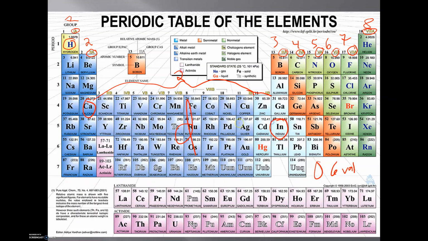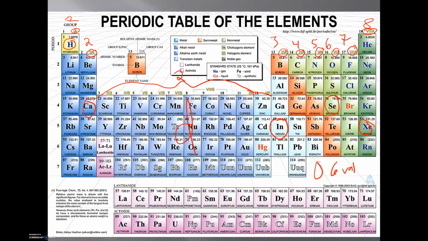Indium is in group 3A. It has 3 valence electrons. Xenon is in group 8A. It has 8 electrons, valence electrons specifically. Selenium is in group 6A. It has 6 valence electrons.